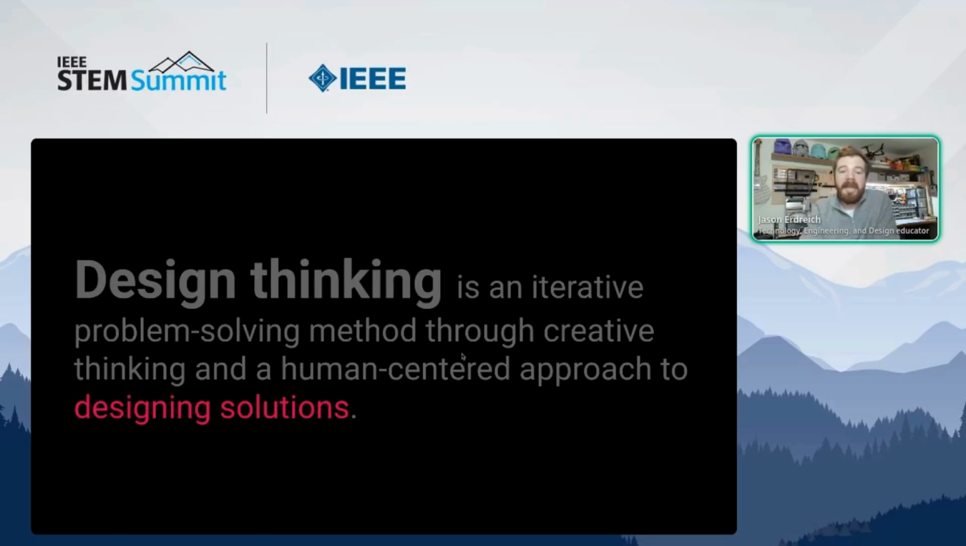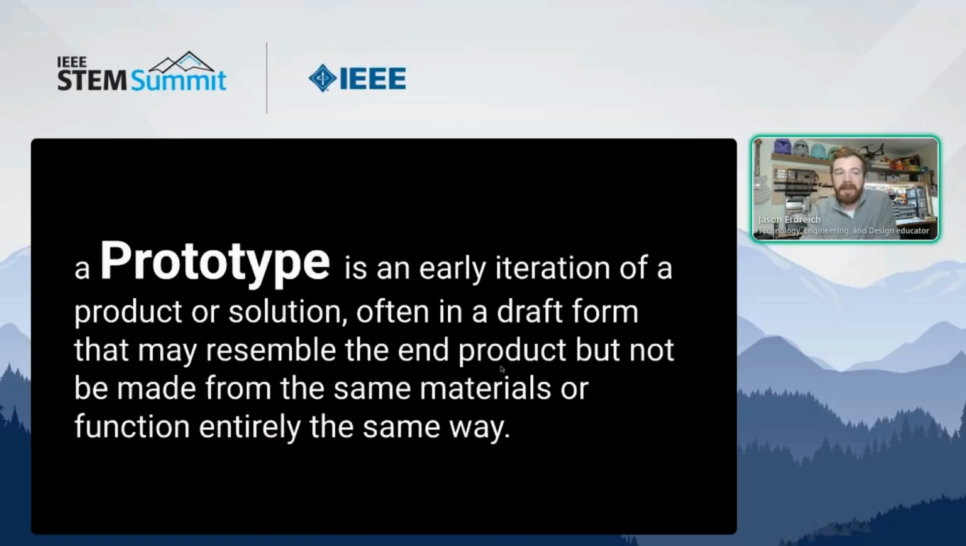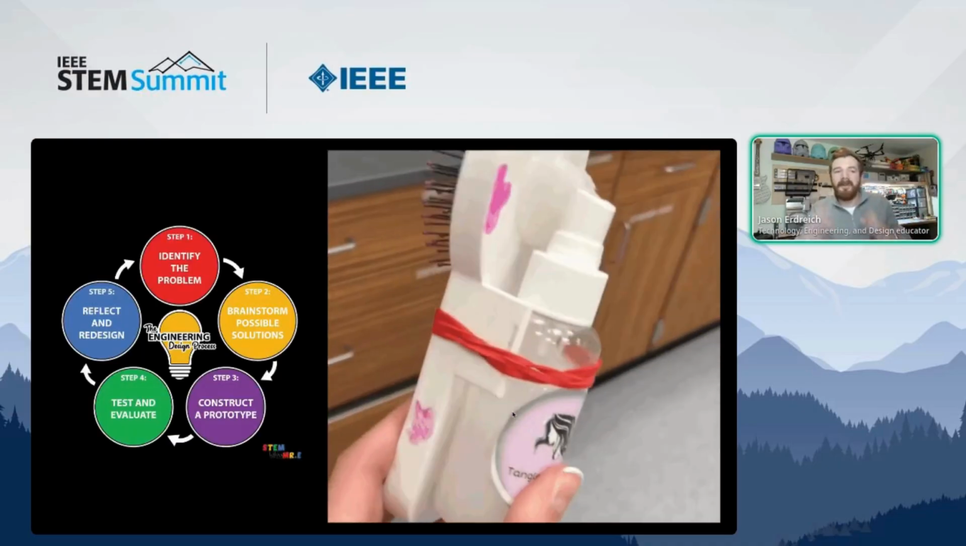And then the last part of this definition is designing solutions. Now, I think we've already mentioned the word prototype a little bit. I saw it in the chat a little bit here too. So prototyping is an early iteration of a product, basically some type of draft that might resemble the final product, or it might not. It might not be made of the same materials. It might not work the same way. And we often call prototypes some type of physical thing.